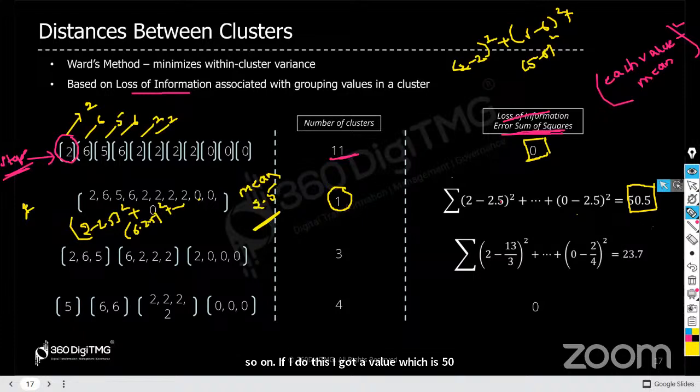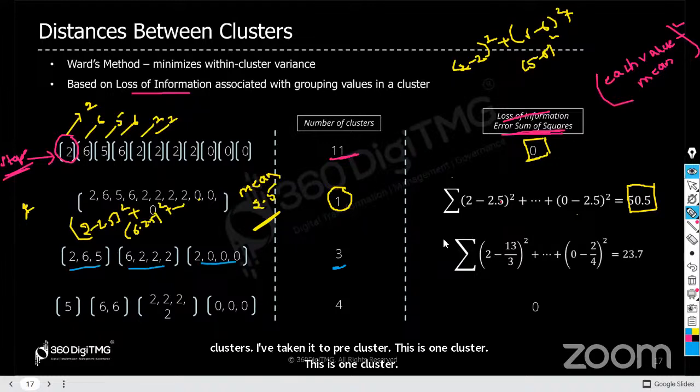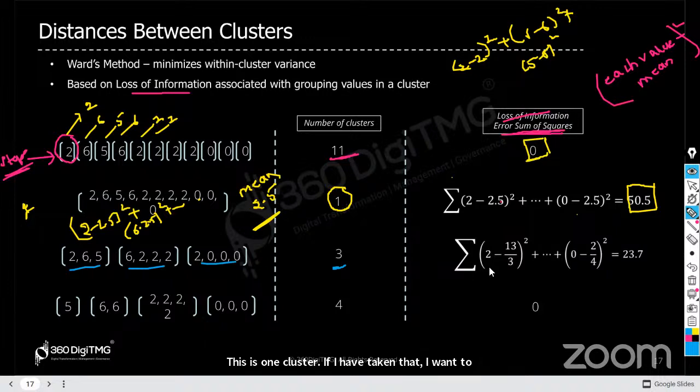This is huge loss of information. The value is very more. I don't want to go for this type of cluster. For example, converting these entire values into 3 clusters. When I've taken into 3 clusters, this is one cluster, this is one cluster, this is one more cluster. If I have taken that, I want to understand what is the loss of information present.